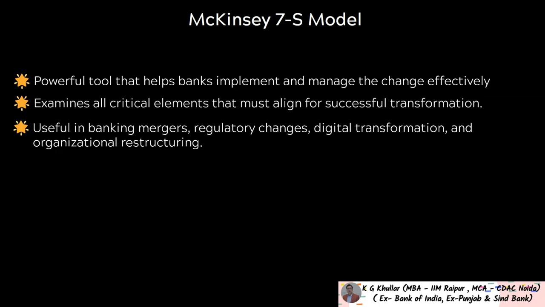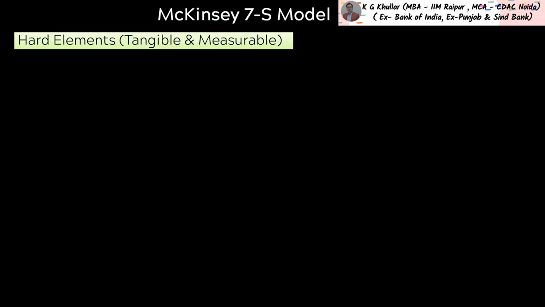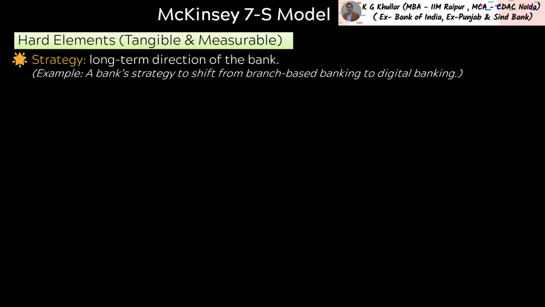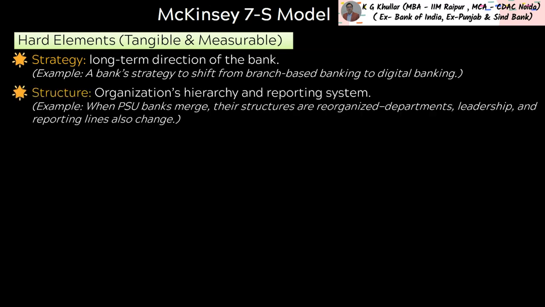So the 7 elements of McKinsey's model are categorized into 2 groups. First is hard elements, which are tangible and measurable, and this includes first, strategy, which includes the long-term direction of the bank. For example, a bank strategy to shift from branch-based banking to digital banking. Then the second element is structure, which is the organization's hierarchy and reporting system.